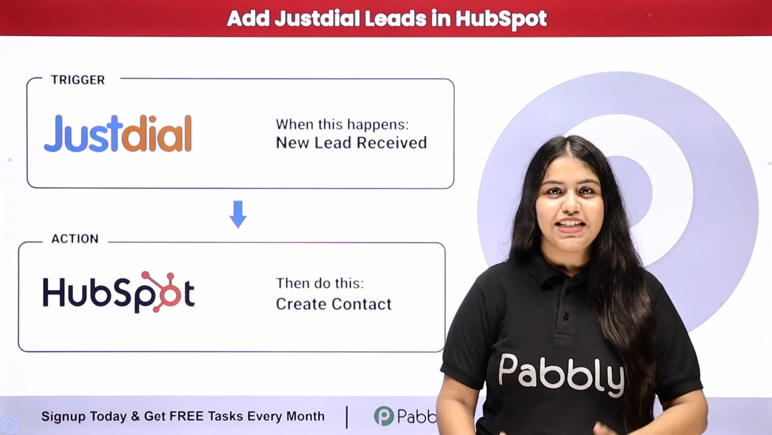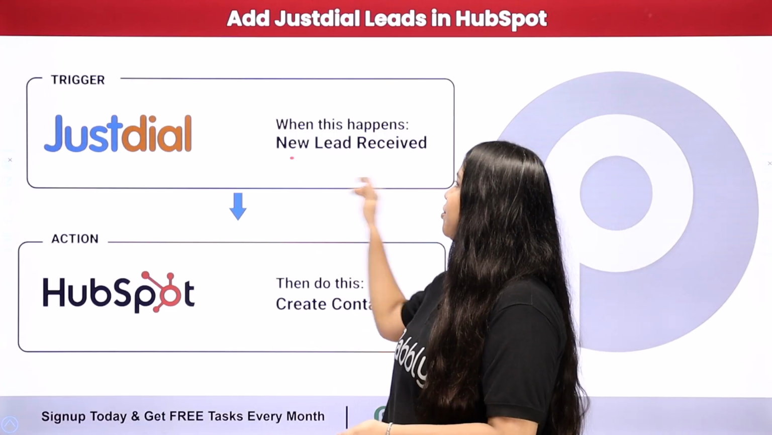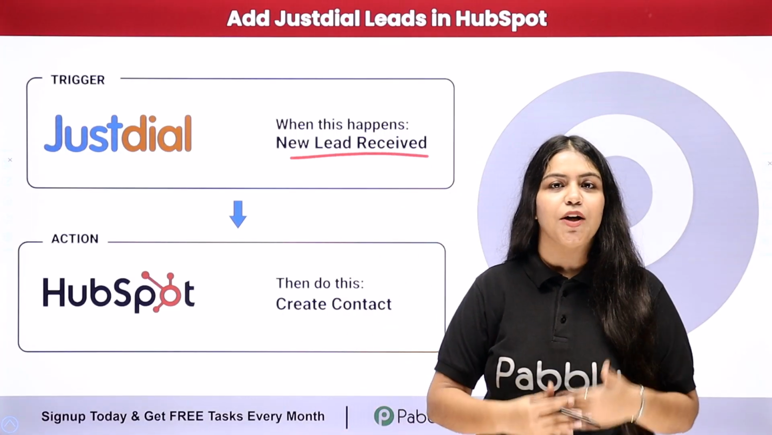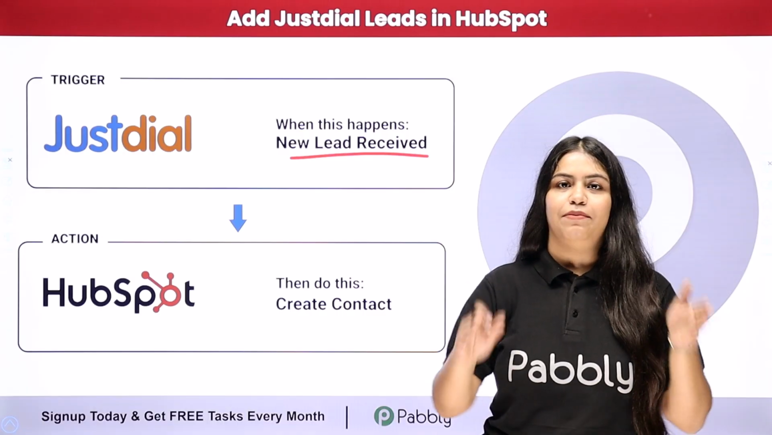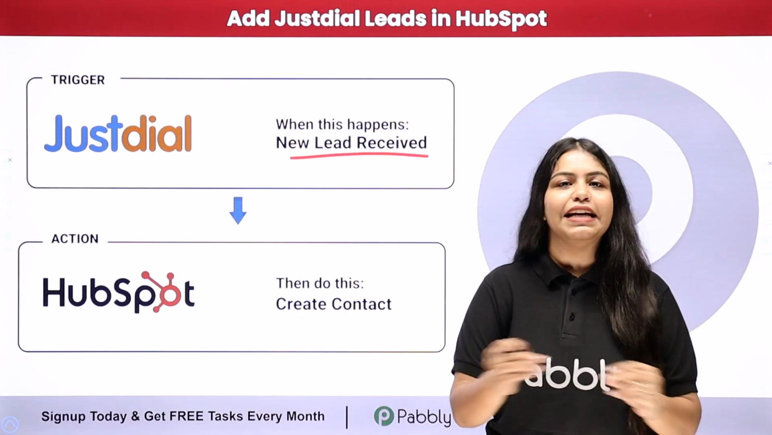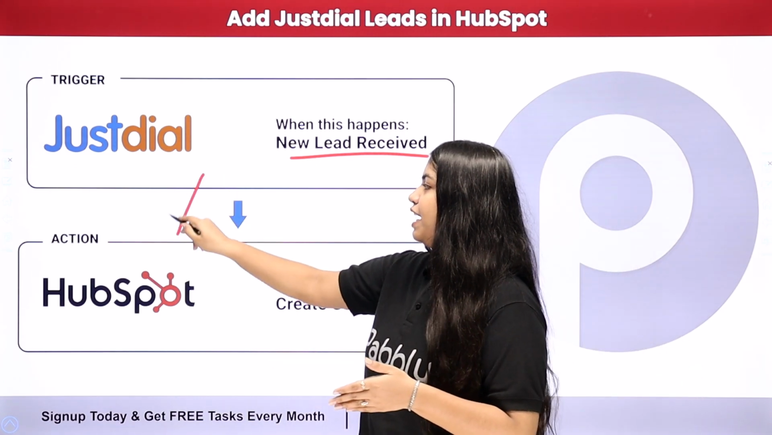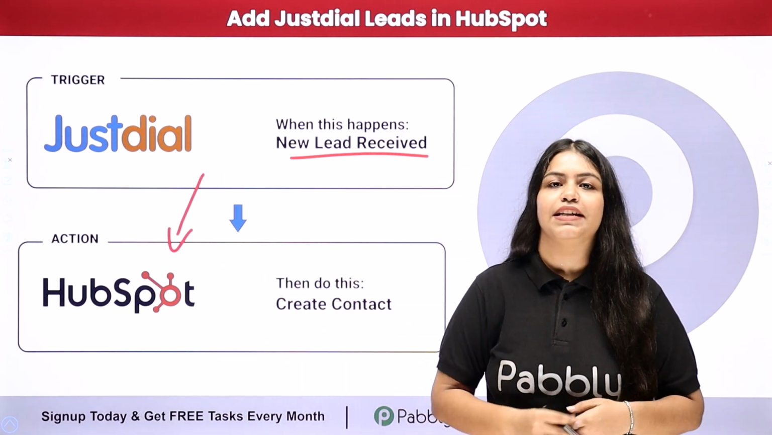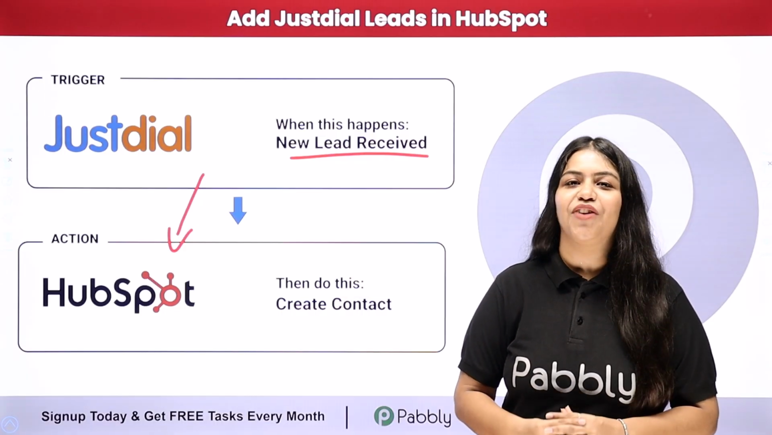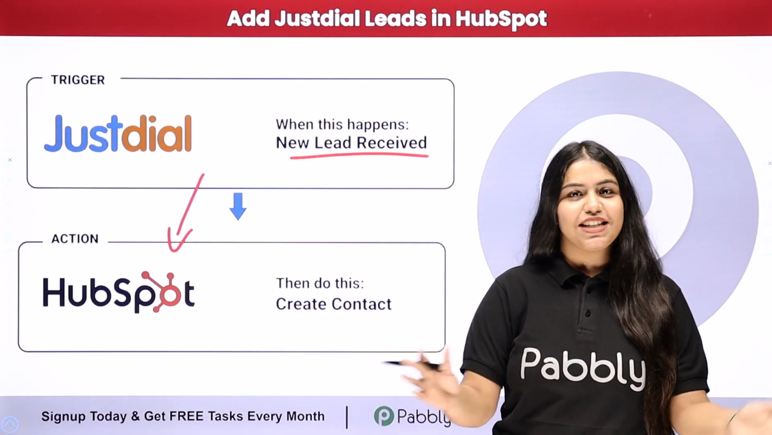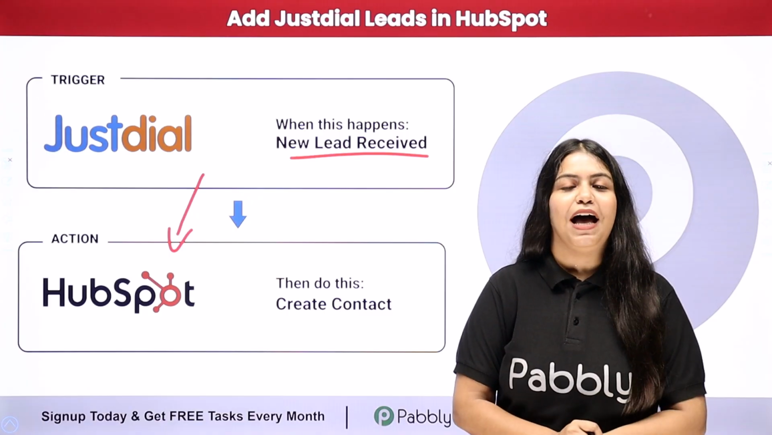And now what I want is that whenever we receive a new lead from Justdial, I want to create a new contact in my HubSpot CRM so that my sales team can follow up quickly and efficiently. So to do this, we are going to create a connection between Justdial and HubSpot, and we are going to create this connection without knowing any programming or coding language using an amazing automation software which is Pabbly Connect.